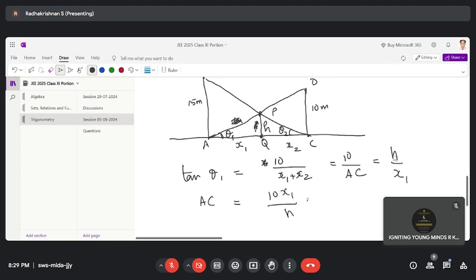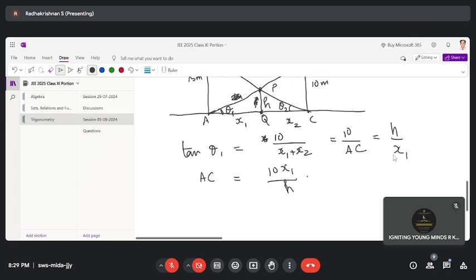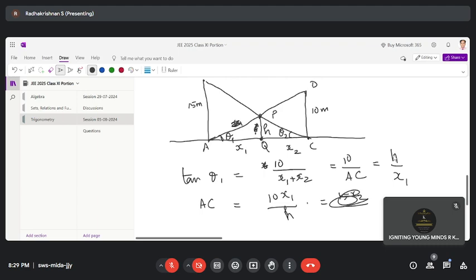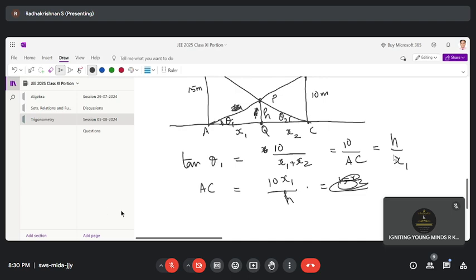Okay. So plus 15x2 by h, sir. That is theta 2. Okay, so what do we get using theta 2? Let us put the same for AC, theta 2. Tan theta 2 equal to 15 by x1 plus x2.